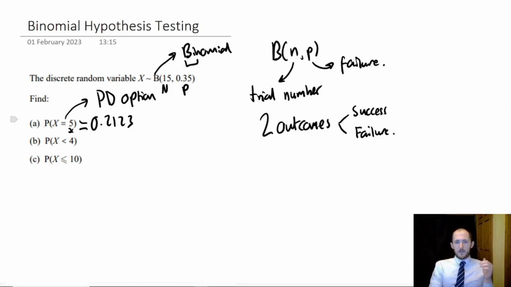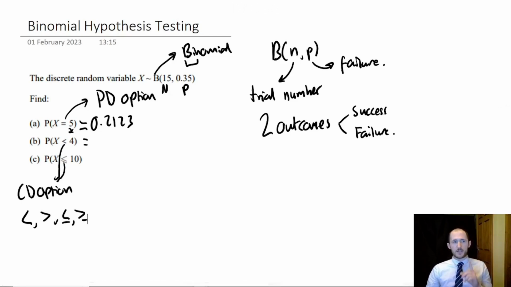Now, what about when it has a less than sign? Well, if it has a less than sign or a greater than sign, you're going to use the CD option. Okay? So again, this is if it has less than, greater than, less than equals, or greater than equals.